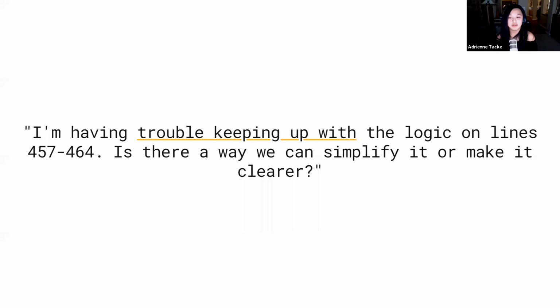This is another one. I'm having trouble keeping up with the logic on lines 457 to 464. Is there a way we can simplify it or make it clearer? Absolutely nothing wrong with this, because again, that refers back to complexity. If you are the only one that knows what is going on in this code, that's not maintainable for the rest of your team. It's probably not maintainable for you either, because the moment you're done with this feature and you move on to the next thing, and a bug comes up that refers to these particular lines, it's probably going to be hard to get back into the context of what is happening in this code.